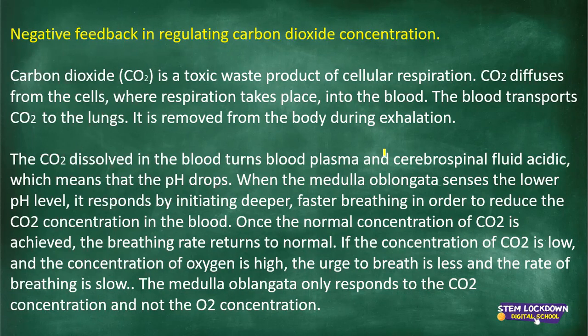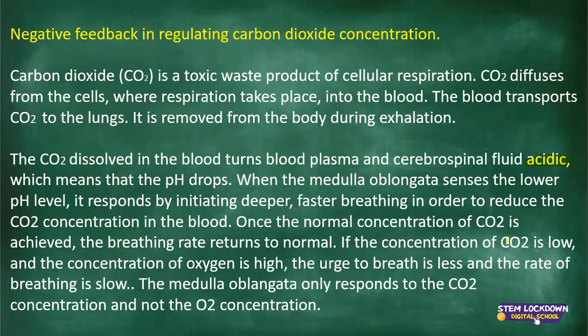The carbon dioxide dissolved in the blood turns the blood plasma and cerebrospinal fluid acidic. So it changes the pH level, which means the pH will drop. And then when the medulla oblongata senses the lower pH level, it responds by initiating deeper, faster breathing in order to reduce the carbon dioxide concentration in the blood. Once the normal concentration of carbon dioxide is achieved, the breathing rate returns to normal.